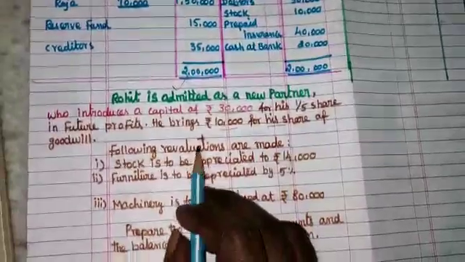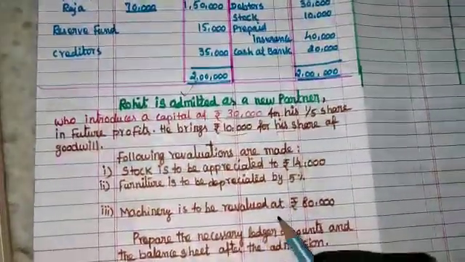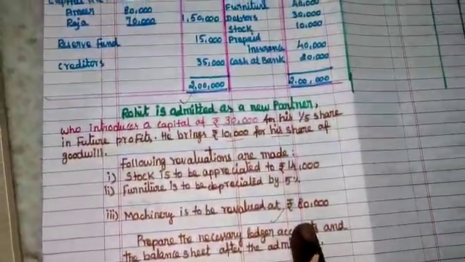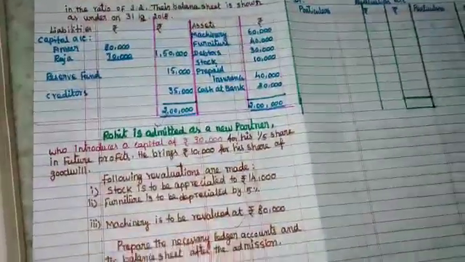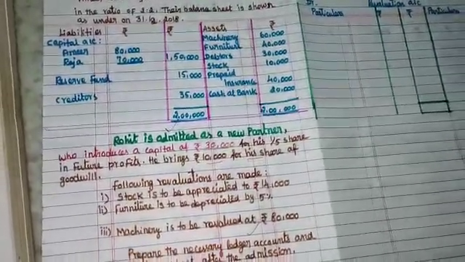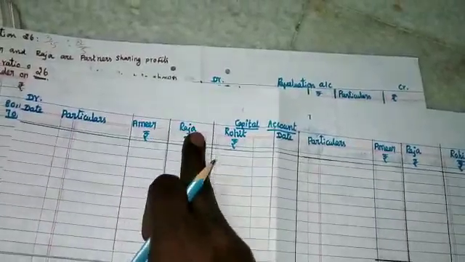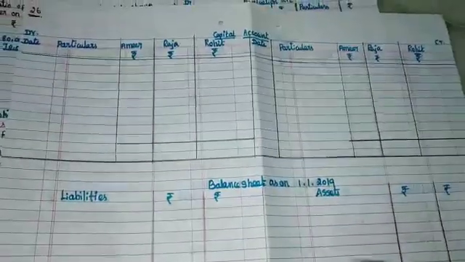Now the following revaluations are made. So three transactions are given. Now they ask us to prepare the necessary ledger accounts and balance sheet. Necessary ledger accounts means we have to prepare the revaluation account and the partners' capital account after admitting a new partner. The balance sheet is a statement. So three things you have to prepare. Amir and Raja are the old partners, Rohit is the new partner, with debit and credit columns drawn. The balance sheet is also drawn in front of you.